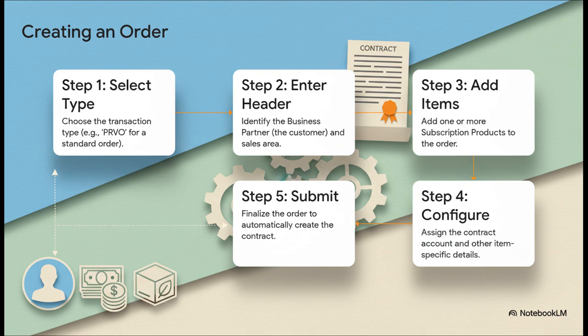First, you pick the kind of transaction you're doing. The standard one is called PRVO. Second, you pop in the header data, which is mainly just identifying the customer.